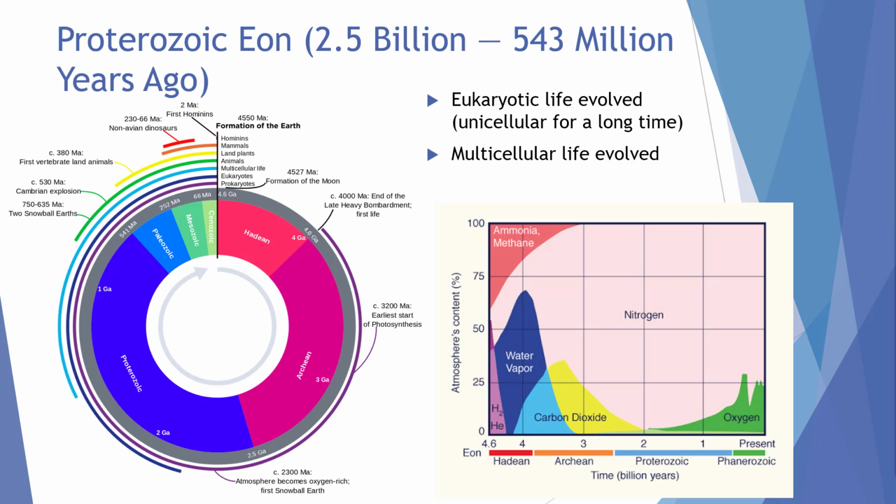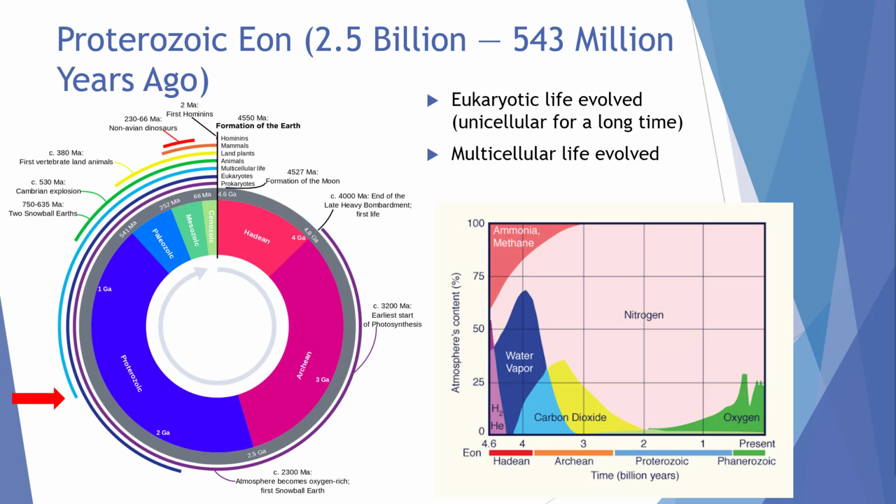So also in the Proterozoic eon, we saw eukaryotic life evolve. So we are eukaryotes. Eukaryote means it has a nucleus. But eukaryotic life was still unicellular for a long time. But then after eukaryotic life evolved, we then saw multicellular life evolve right there. And so that's when multicellular life really evolved.